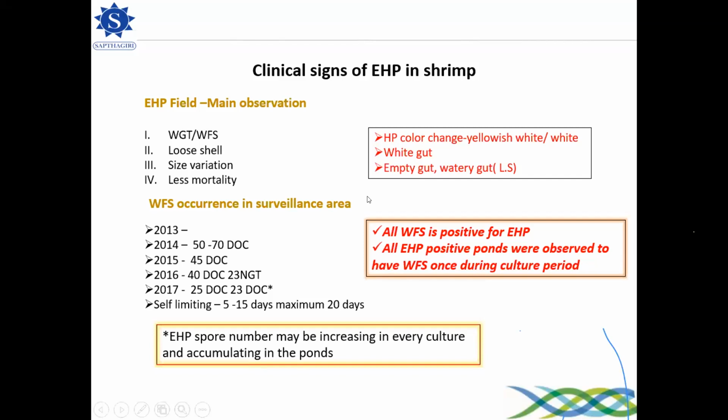In our studies, the main clinical symptoms of EHP are color change and shrinkage of the hepatopancreas, white gut, empty gut or watery gut, and loose cell. In our study and field observation, all the white fecal samples tested positive for EHP, and all EHP positive ponds were observed to have white fecal occurrence during the culture period.